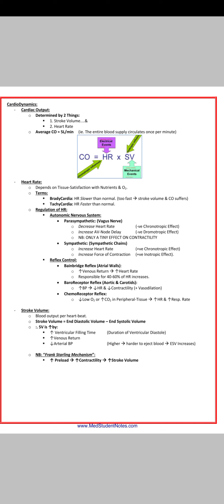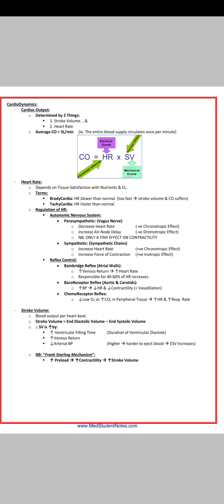If you want to decrease the heart rate, what do we have to do? We have to stimulate the baroreceptor. If we want to increase the heart rate by atrial stretch, we have to stimulate the Bainbridge reflex. So there are three types of reflex: the Bainbridge reflex, the baroreceptor reflex, and the chemoreceptor reflex.